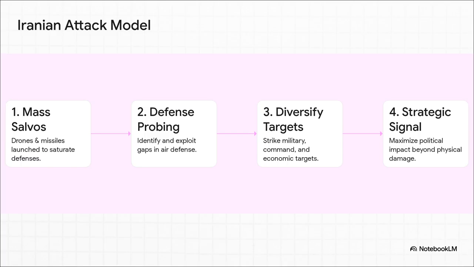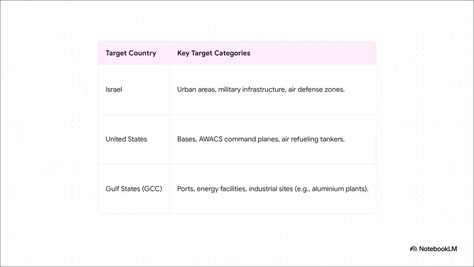It seems to begin with mass salvos, that is, launching drones and missiles all at once to try and overwhelm air defenses. Step 2 is then probing those defenses, looking for any gaps they can exploit. After that, we see a diversification of targets. And finally, the fourth step is all about strategic signaling, to make sure the political impact is just as powerful as the physical damage.